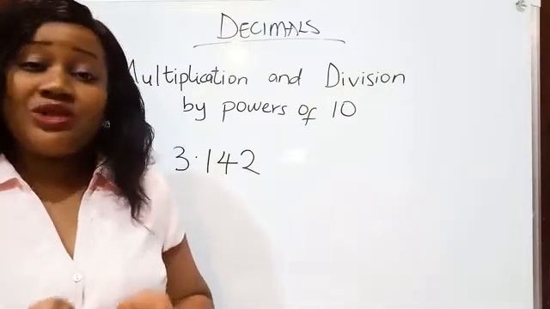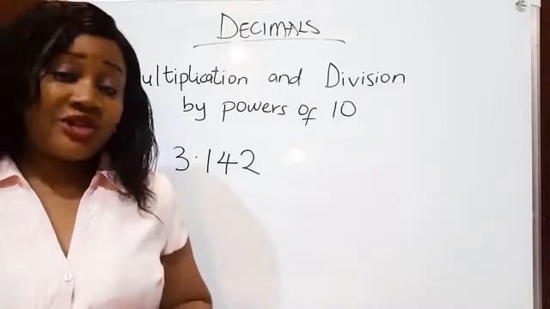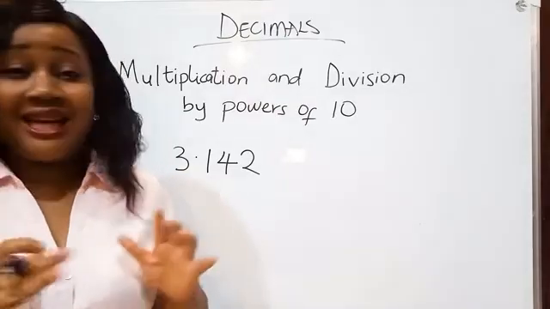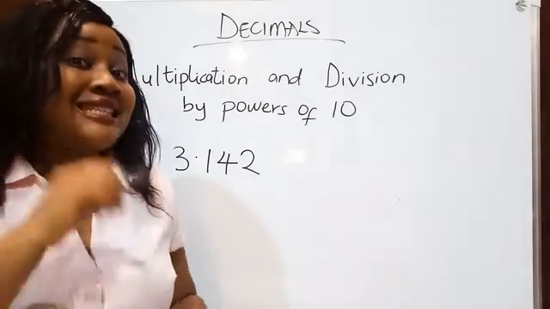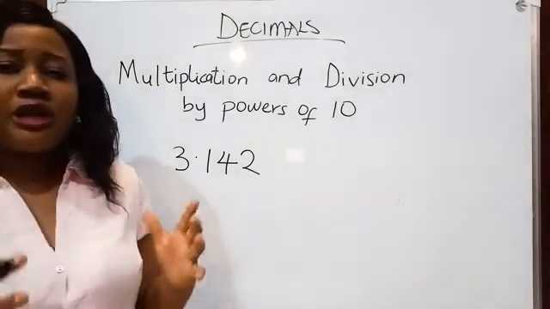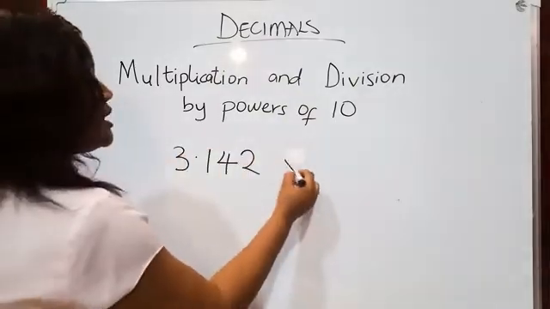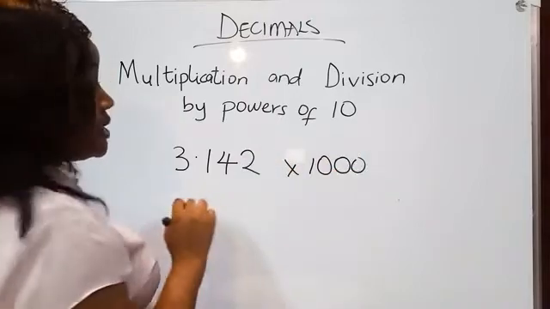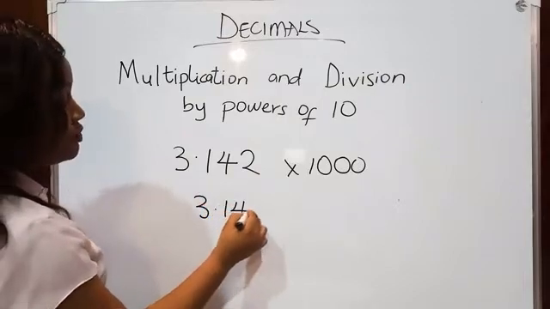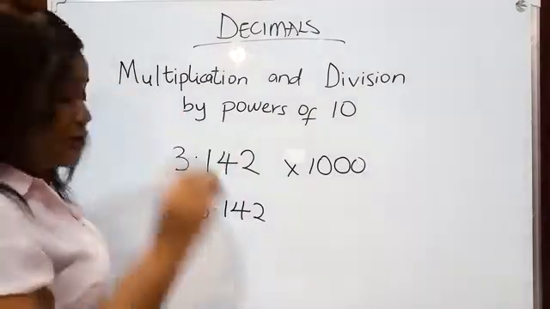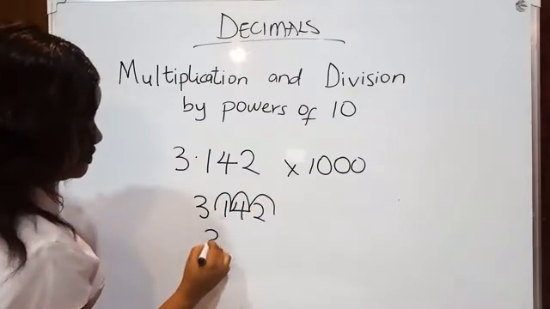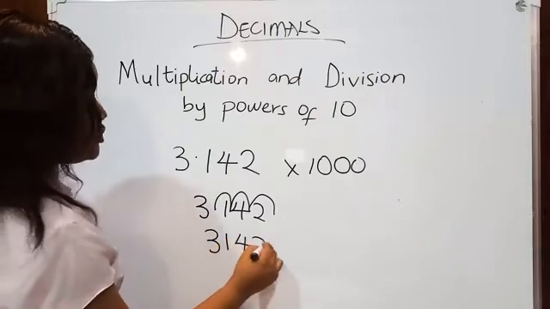So basically, the trick is this. Anytime you're multiplying a decimal fraction by powers of 10, all you have to do is count the number of zeros in the power of 10 and move the decimal point by that number of zeros. Let's take, for example, 3.142. You're trying to multiply it by 1,000. I just count how many zeros? 1, 2, 3. Then I'll come to my decimal fraction and move the decimals by the same number of zeros. 1, 2, and 3. And voila, I have 3142.